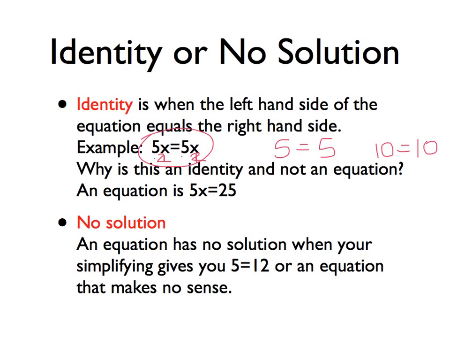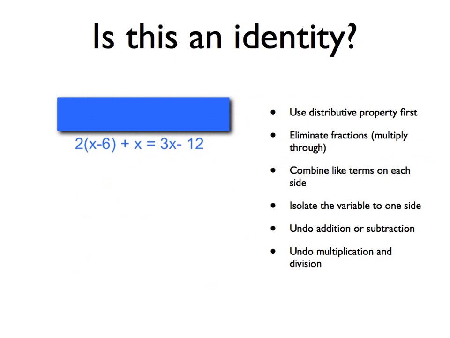The next thing we need to know is no solution. Sometimes when we solve variables on both sides, we get answers that come up like 5 equals 12. We of course know that 5 does not equal 12, so we would say that this particular equation has no solution. Pause the movie and write the definition for no solution in your notes.